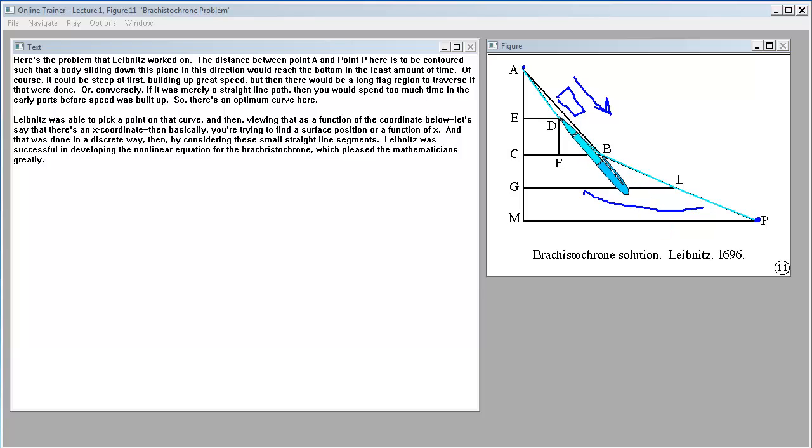Leibniz was able to pick a point on that curve, and then viewing that as a function of the coordinate below, let's say that there's an x coordinate, then basically you're trying to find a surface position as a function of x, and that was done in a discrete way then by considering these small straight line segments. Leibniz was successful in developing the nonlinear equation for the brachistochrone, which pleased the mathematicians greatly.